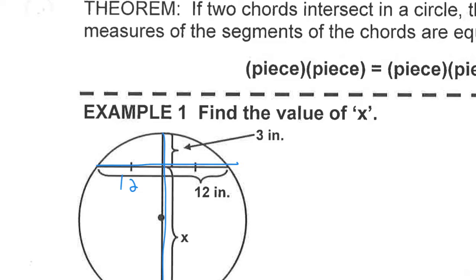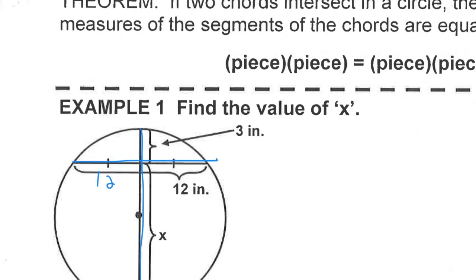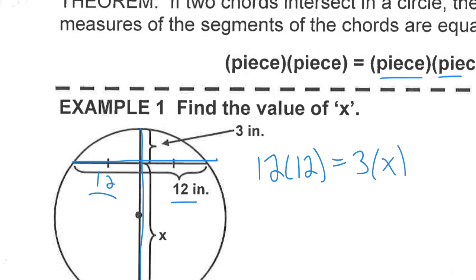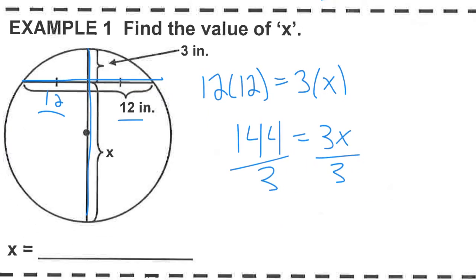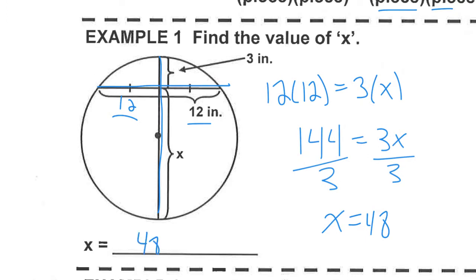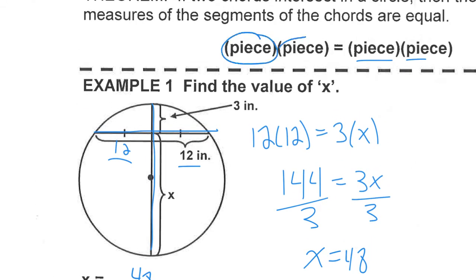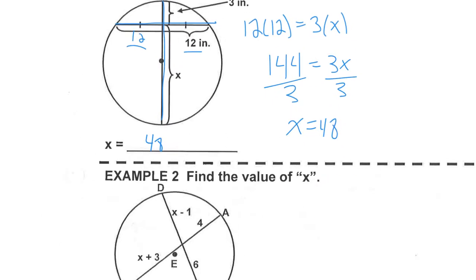So I can take the pieces of the line and multiply them together. So this line has a 12 and a 12. So 12 times 12 equals, and look up here, piece times piece. Well, 3 is one piece, x is the other. Now I can just solve for x. 12 times 12 is 144. That's going to equal 3x. If I divide both sides by 3, I get that x is equal to 48. So it's just what it says up here. The one piece of the line times the other piece of the line equals the other line, its pieces multiplied together. Let's look at another one.